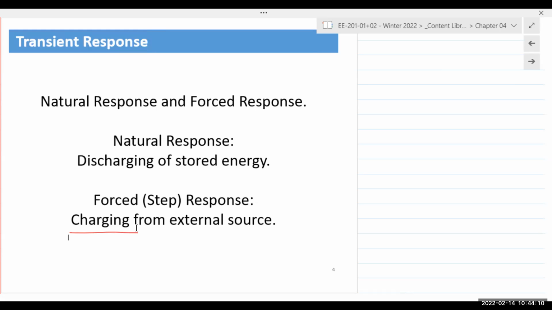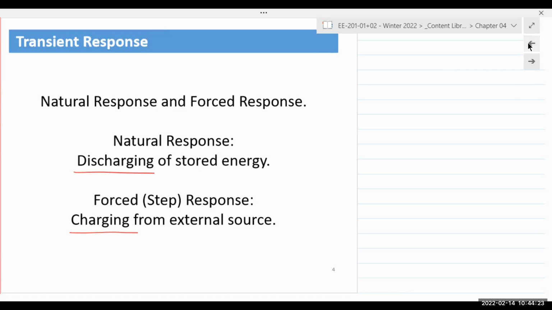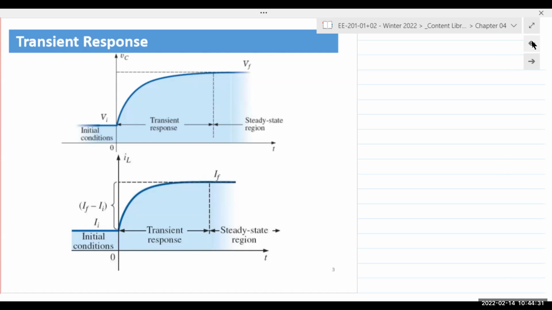Does that make sense to everyone? The difference between a natural and a forced response: natural is basically discharging, and forced is basically charging. Now, when we plot the voltage or current for both charging and discharging, it turns out that they have the exact same form. It is exponential in nature. That makes things simpler.